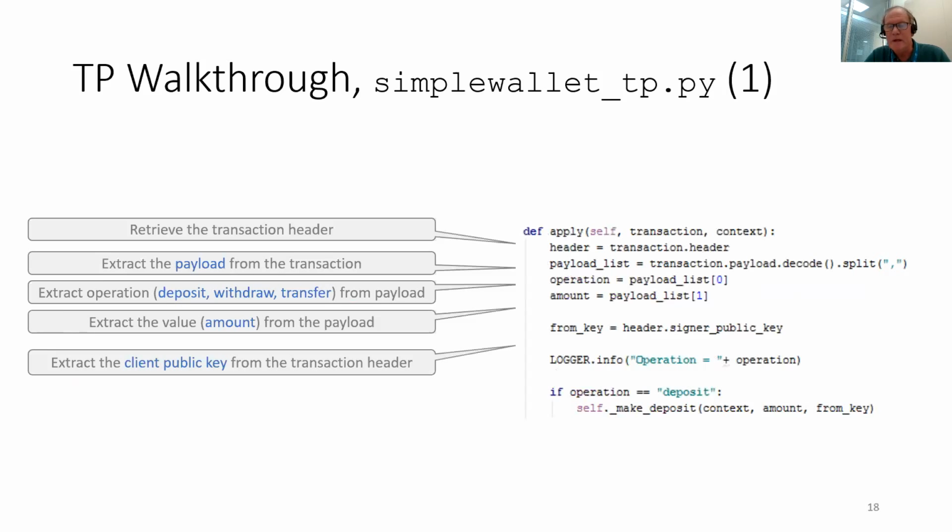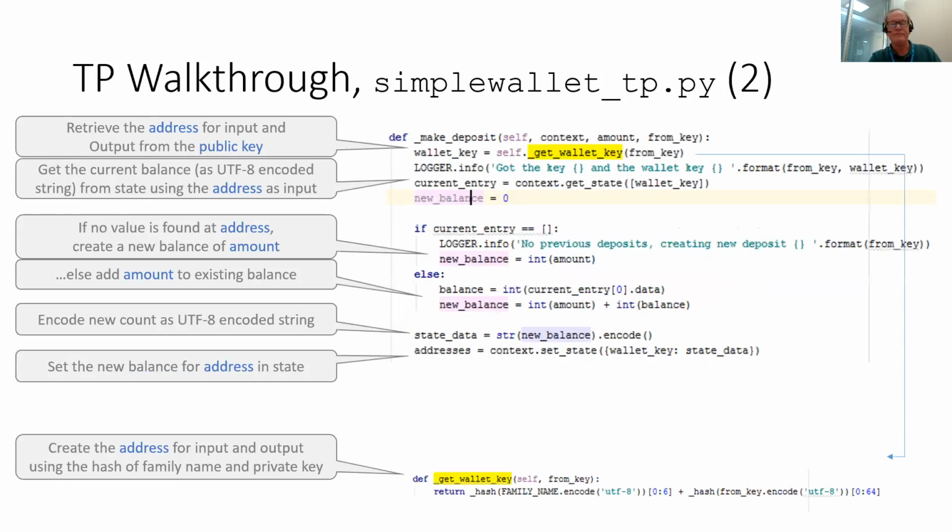The from key is the public key of the signer, and that's used to read the object and state, and also write to it. So if the operation is equal to deposit, it calls the make deposit code on the next page. The other operations would be withdrawal and transfer from one account to another. So let's look at make deposit, which processes a deposit operation. So we get the key for this wallet and print some debug information.